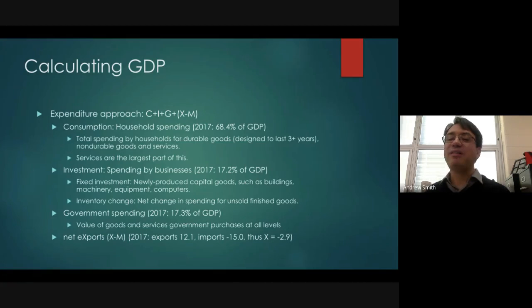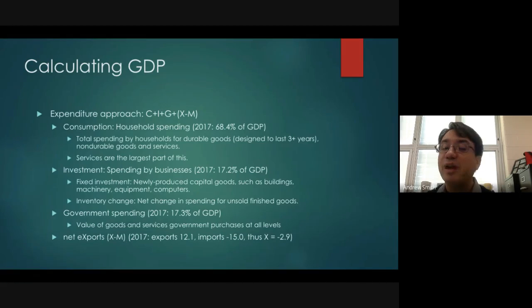About 68% of GDP, just a shade under 70%, is consumption. So roughly 2/3 of the economy is household spending. Investment is business spending. And there's two parts of that. One of them is all newly produced capital goods, such as buildings, machinery, equipment, computers, that are to be used in business to produce other things. That also could be a net change in spending for unsold finished goods, or what we call inventory change.